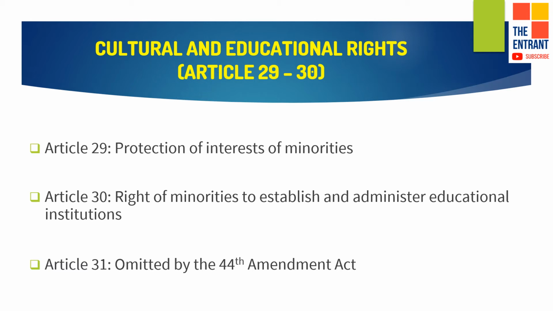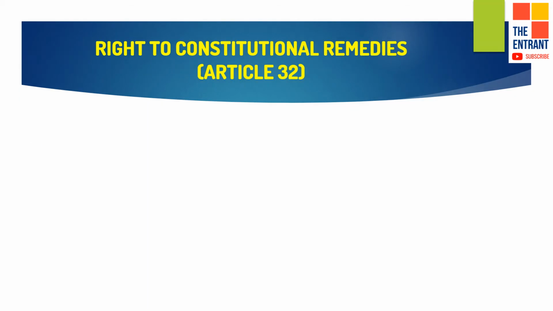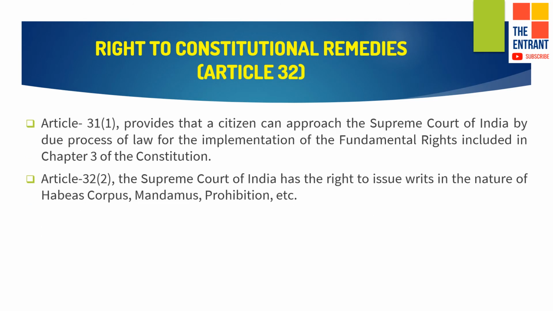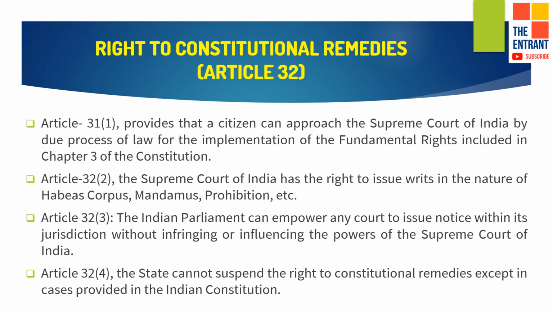The sixth fundamental right is right to constitutional remedies. It involves the right to approach the Supreme Court. The court issues special orders known as writs for enforcement of rights. The limitation of this article is it can be suspended during times of national emergency.